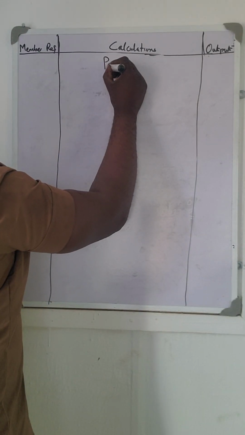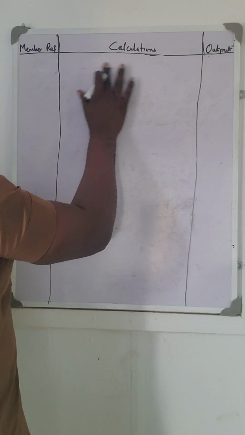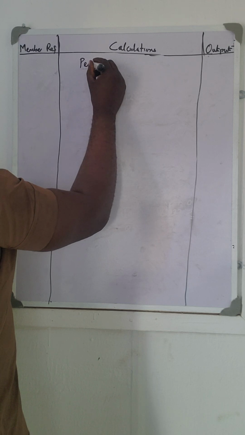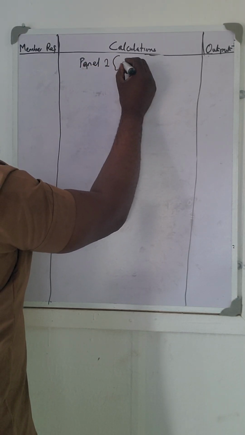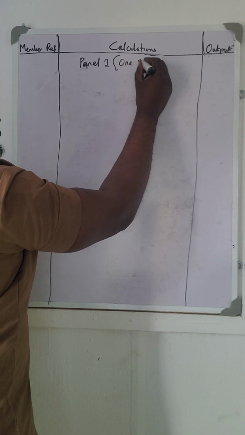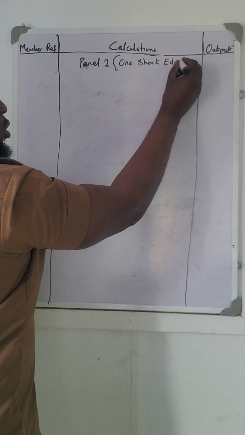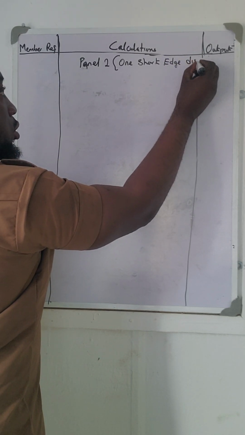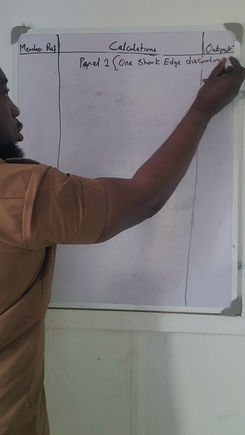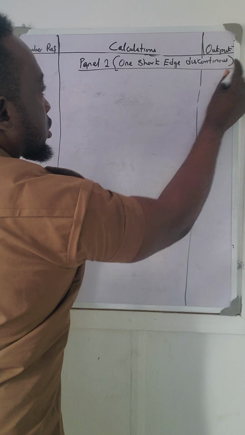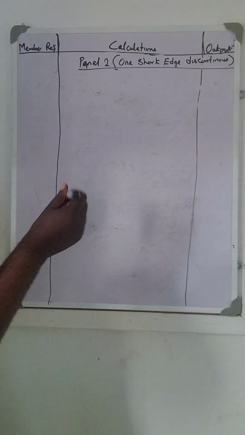Now we'll call it panel 2, edge condition, one short edge discontinuous. All right. Now we will obtain our moment coefficient.